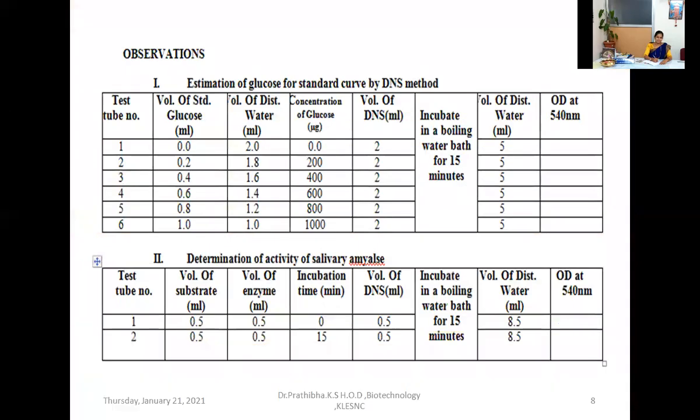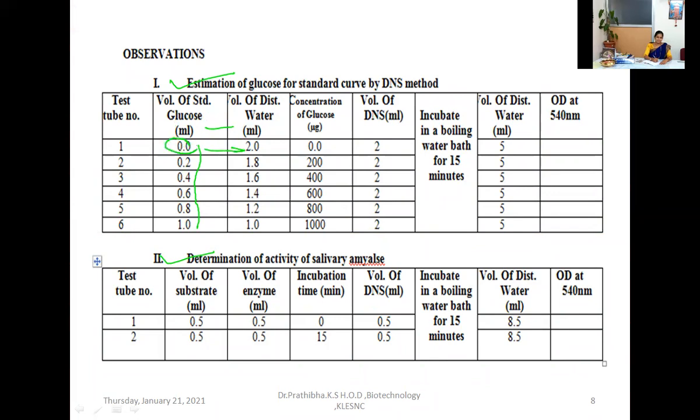Now let us go to the tabular column. This is the tabular column for estimation of glucose for the standard curve by DNS, and below we have the determination of activity of salivary amylase. DNS you know already. Here you are going to take different aliquots of standard glucose solution in six dry test tubes, and after adding the volume of standard glucose, you add distilled water to make up the final volume to 2 ml.